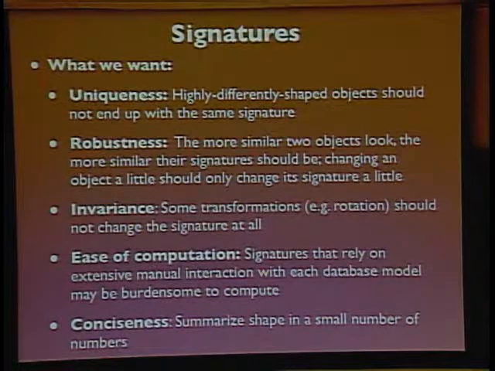But for right now, we're just talking about things that you want your shape signatures to uphold. So robustness, basically small changes in shape should lead to small changes in signature. Another one is, we'll get back to this idea of invariance.